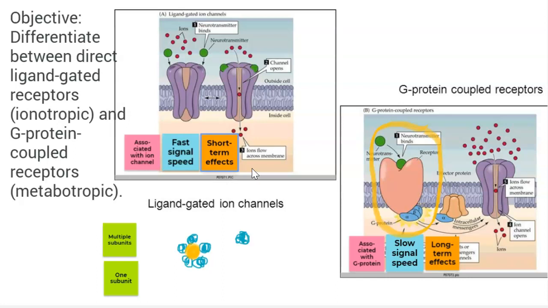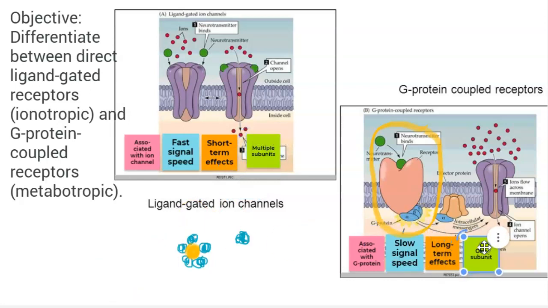Now the one that's a little bit more difficult to get from this, if you haven't had a lot of bio previously, is the multiple subunits versus one subunit. You might have been able to tell from the picture that this is one chunky subunit. It's one piece. The ligand-gated ion channels are often multiple pieces, so you can see that there are multiple segments that make up the channel here. So a ligand-gated ion channel is multiple subunits, and a G protein coupled receptor is one subunit.